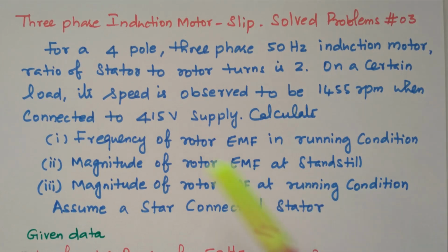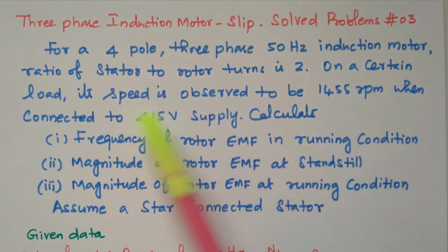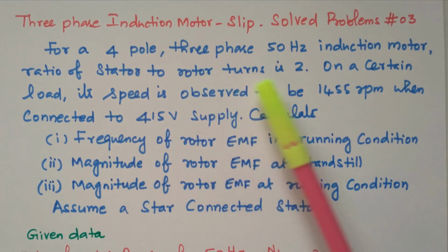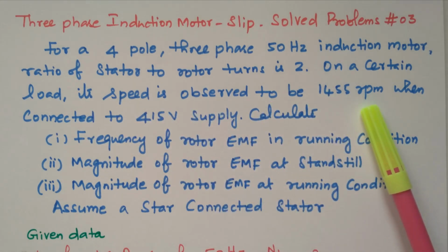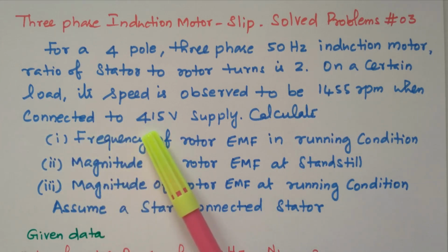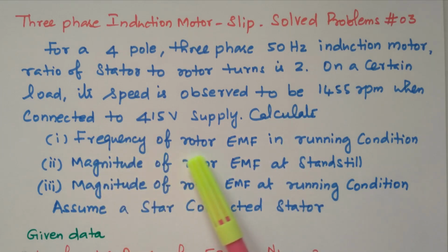Now we will go to the problem. For a 4-pole 3-phase 50 Hz induction motor, the ratio of stator to rotor turns is 2. On a certain load, its speed is observed to be 1455 rpm when it is connected to a 415 voltage supply. Calculate: the first one is the frequency of rotor EMF in running condition, the magnitude of rotor EMF at standstill, and the magnitude of rotor EMF at running condition. Assume a star connected stator.